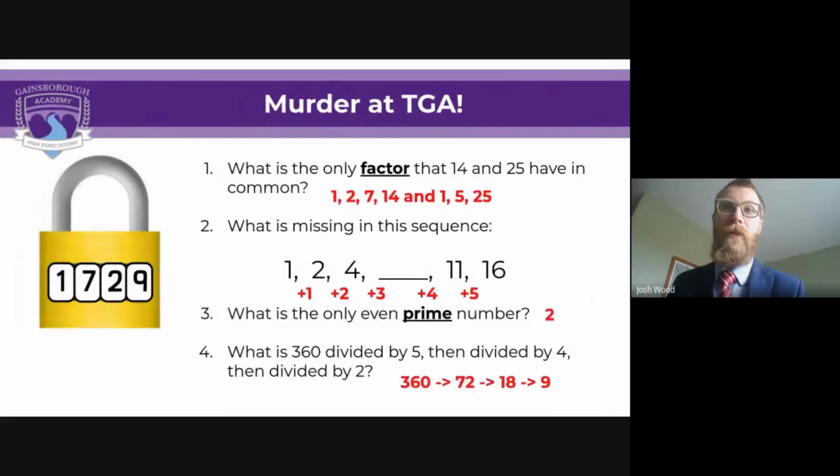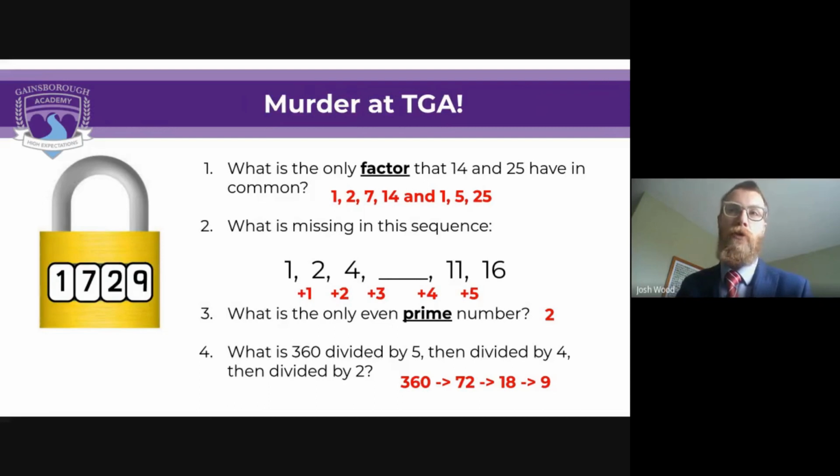So if you manage to get these as your answers, 1, 7, 2, and 9, then well done. If you manage to get some of them, that's great stuff too. The first question was, what is the only factor that 14 and 25 have in common? So factors are numbers that go into other numbers. So if I write out my list of factors for 14, that is 1, 2, 7, and 14. And then my factors for 25, that's 1, 5, and 25. You can see there that the only thing that appears in both of those lists is the number 1. So the answer to question number 1 is 1.